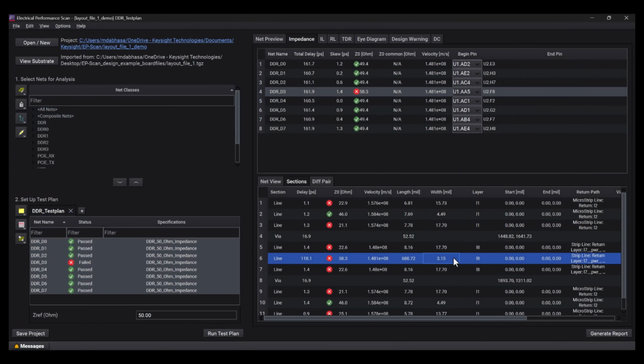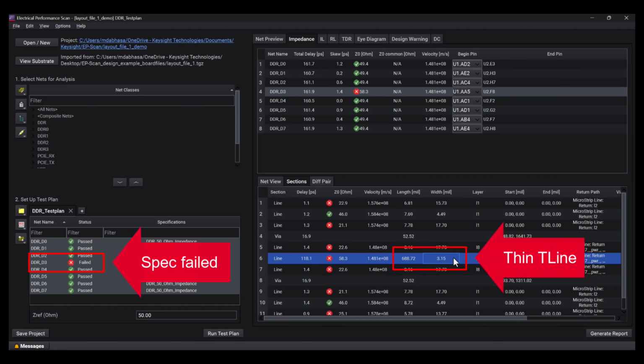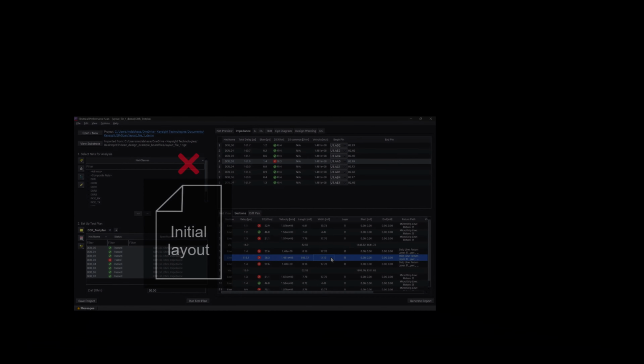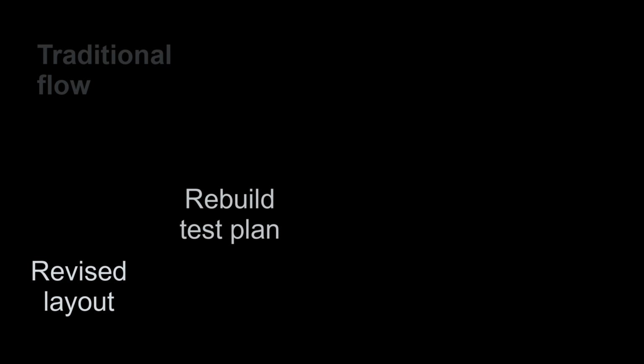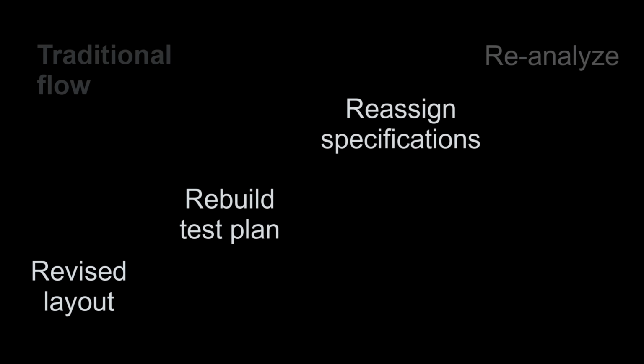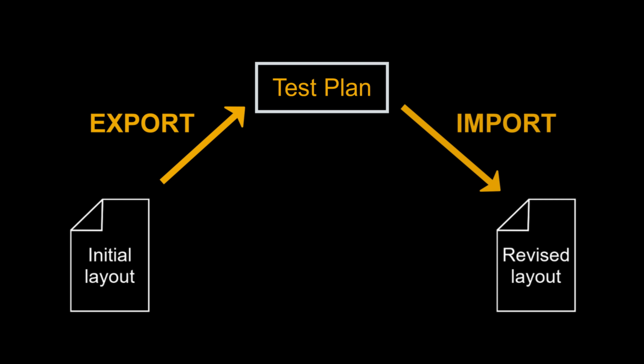After the analysis, this layout failed specification due to a routing issue. Now assume the layout has been updated and the design needs to be re-evaluated. At this stage, it's common to expect that the entire test plan and specification setup must be recreated. EP Scan avoids that repeated effort by allowing the user to reuse the existing test plan on the revised layout as long as the net names are consistent.